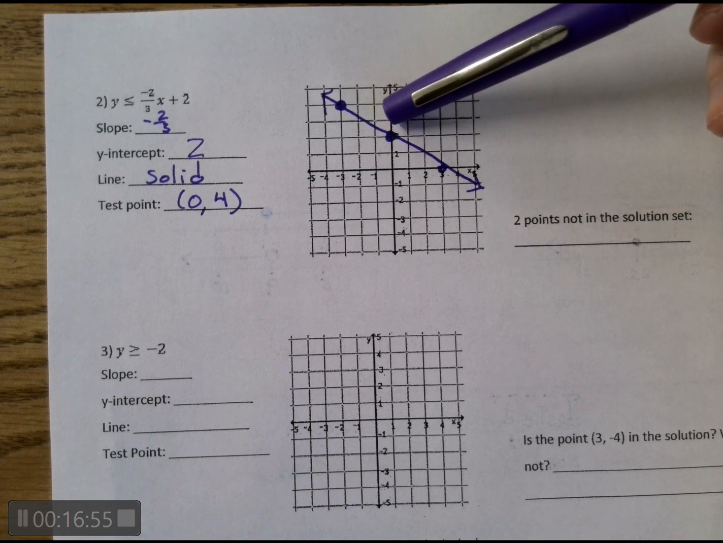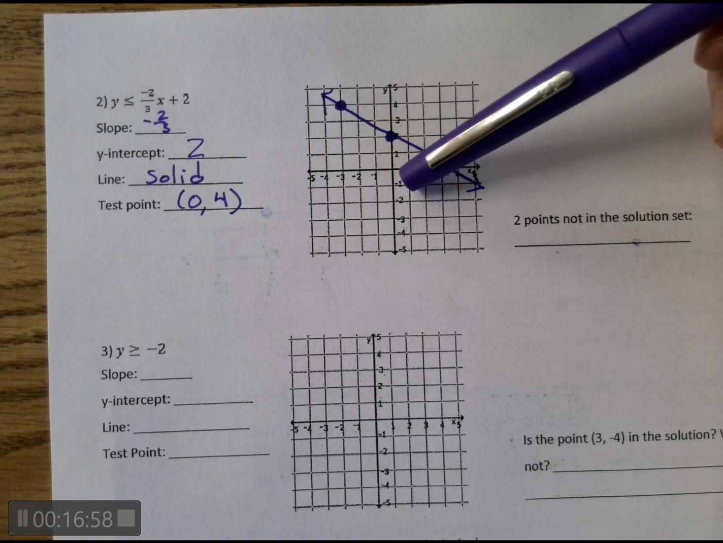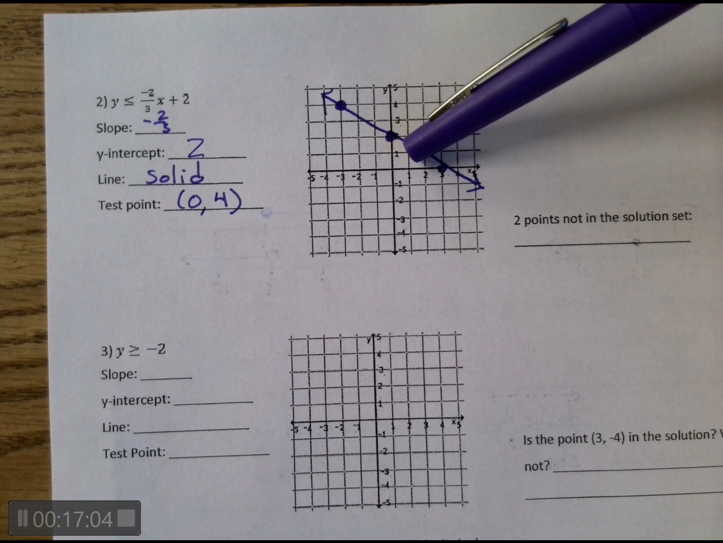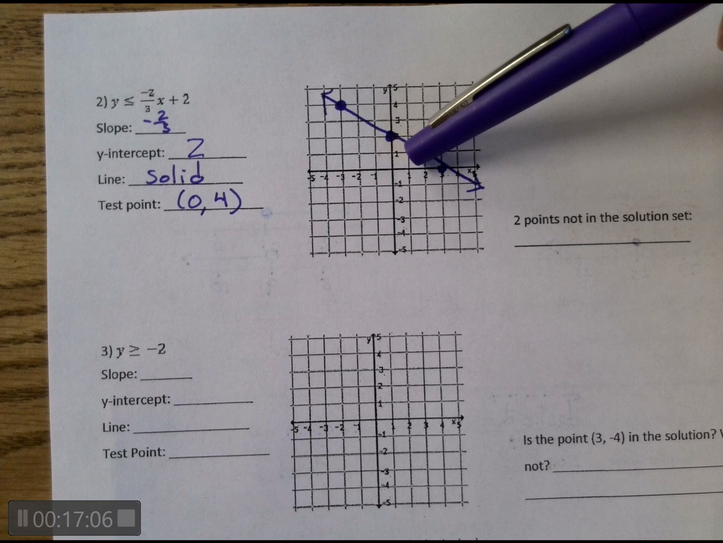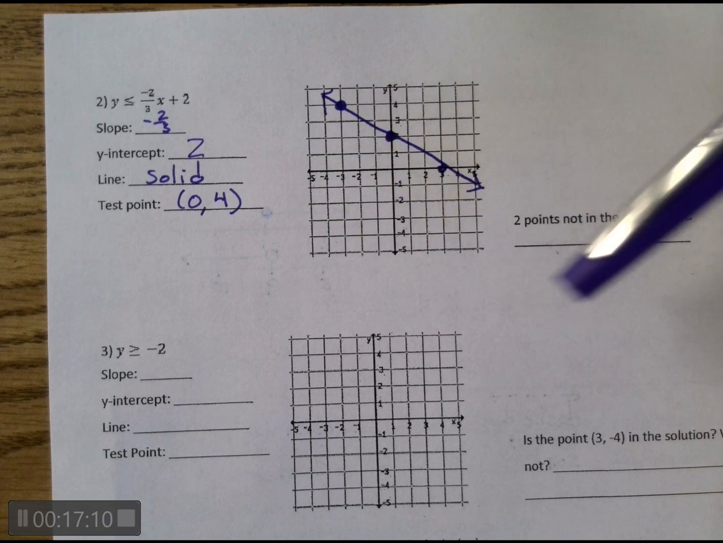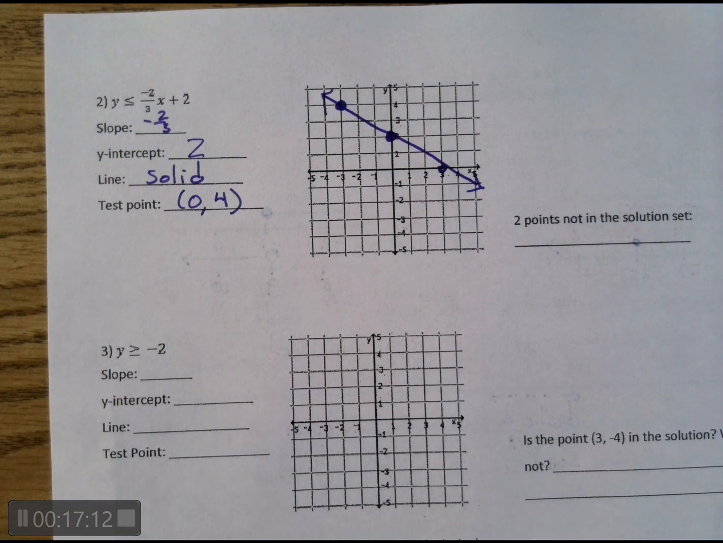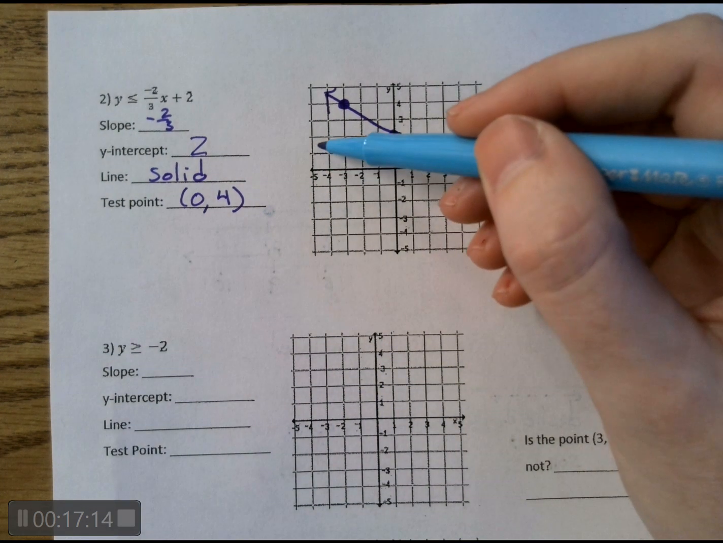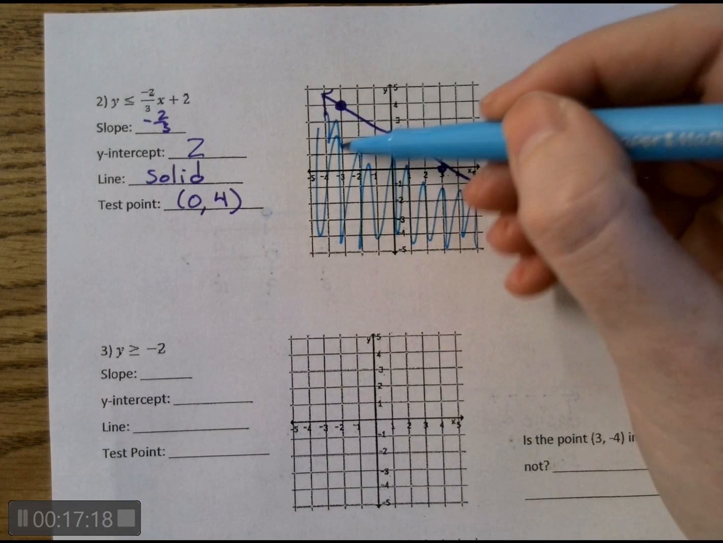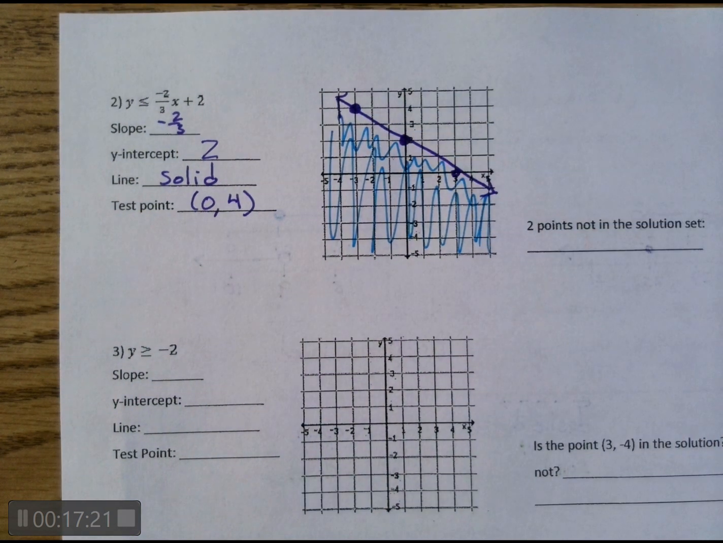Therefore, let's take a look below my line, okay? And 2 is below my line because y is less than my line. So when we're talking about less than, it needs to be below my line. So we are going to shade everywhere below our line.